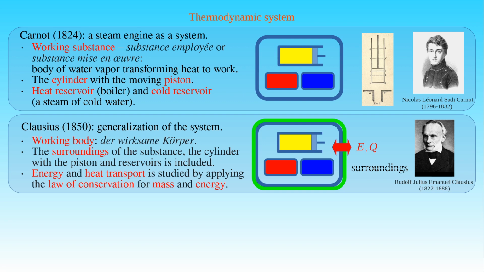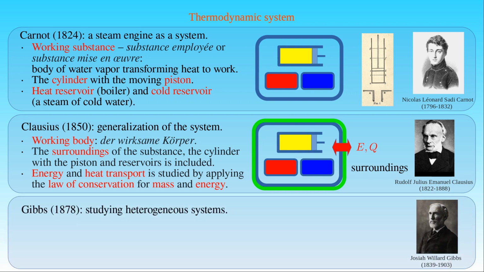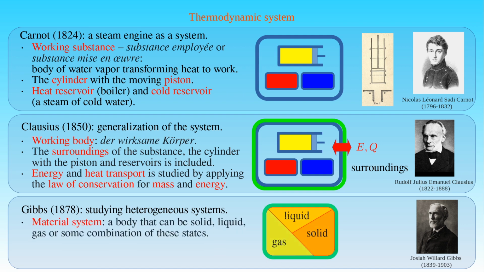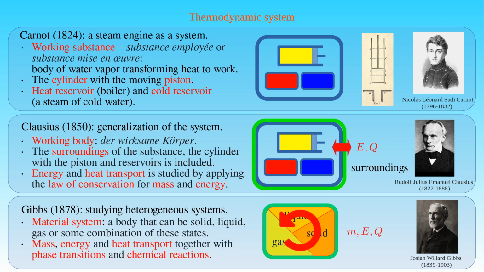In 1878, Josiah Willard Gibbs, an American scientist, analyzed heterogeneous systems formed by a body or collections of bodies that can be solid, liquid, gas, or some combination of these states. He called these systems material systems, and this concept could already be regarded as the generalization of any physical system, where the transport of mass, energy and heat was studied together with phase transitions and chemical reactions.